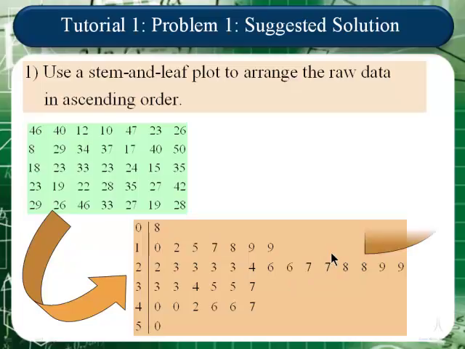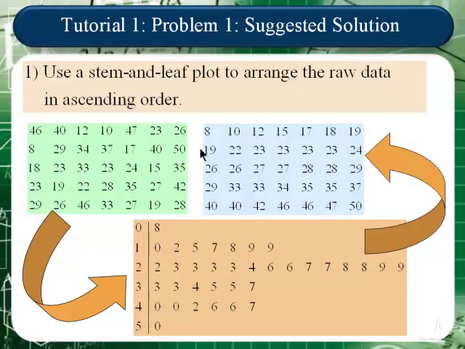Once we've got this, it is easy to arrange this table containing the data, but now in an ascending form. Alright, so your first observation is 8, then 10, 12, 15, and so on. So that should be relatively easy to complete.